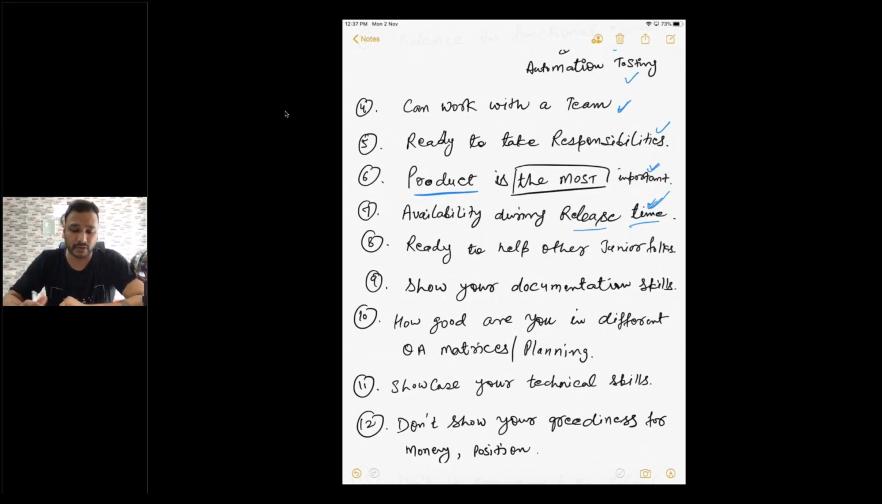That's very important. Okay, now, ready to help other junior folks. This is also very important. This is for the senior folks, right? Let's say you are a 7-year or 8-year experienced person. You are SD3 or SD2 already, and then associate engineers are there, or SD1, or QA1. These people are there. You should always be ready to help them. Whatever question they are asking, you should be able to guide them.